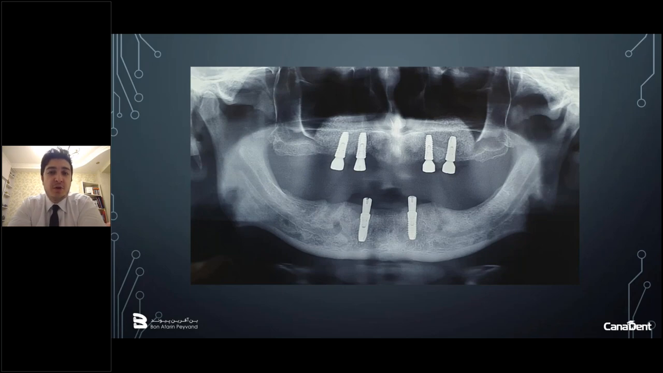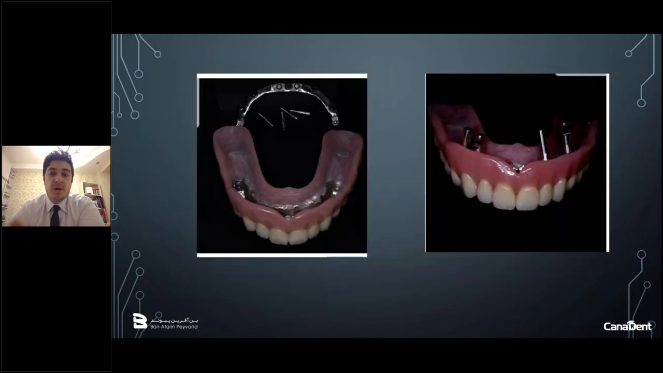As you can see in this panoramic image, the pneumatization of the maxillary sinuses is so much, and bilateral sinus lift and bone grafting were inevitable, even for the overdenture treatment plan. This is the view of an overdenture with all its associated components.